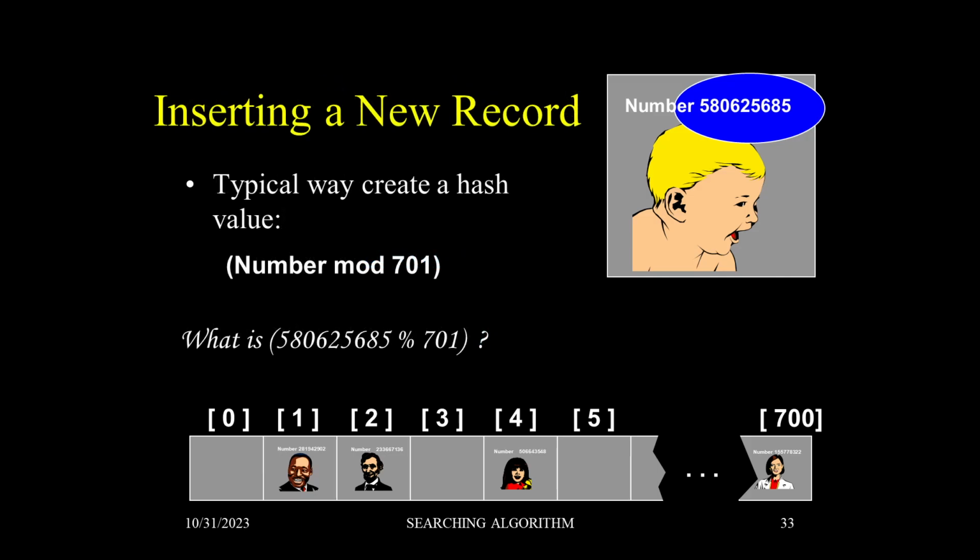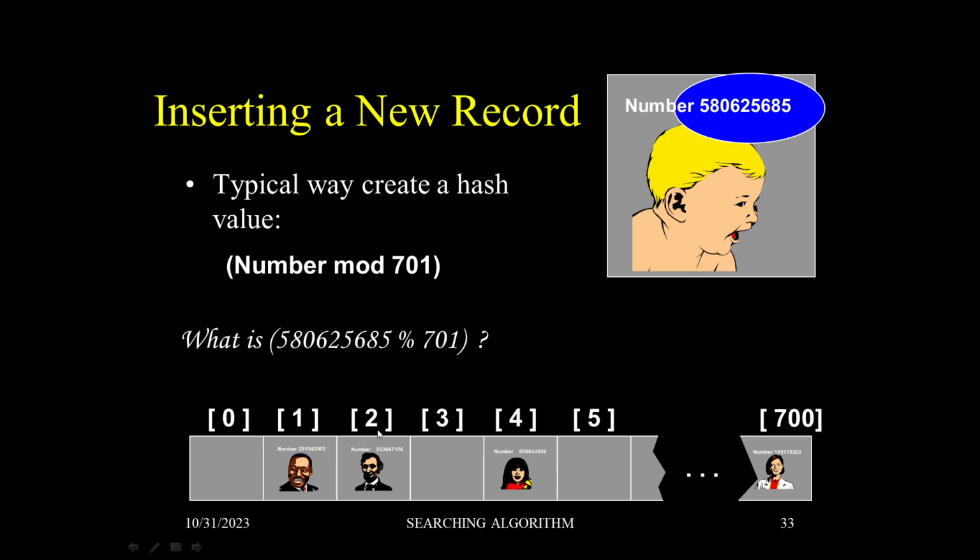Then typically we create a hash value, because the maximum number of records is 0 to 700, that is 701. So we do number mod 701. That means whatever remains after dividing by 701 will come. So it is this mod 701, and it will come 0, 1, 2, like that. If it is 0, it will come in this slot here. If it is 1, it will come here, like that.